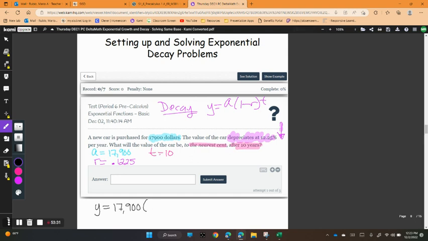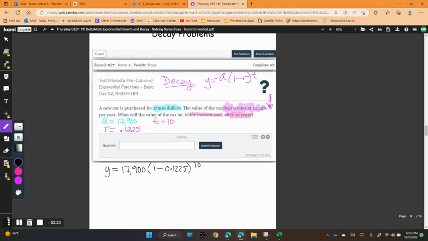17,900 times 1 minus 0.1225 raised to the 10th power. Again, all you need to do is plug all of this into the calculator. Let's see, 1 minus 0.1225 is, let me do that here with my calculator. That's 0.8775 raised to the 10th power.